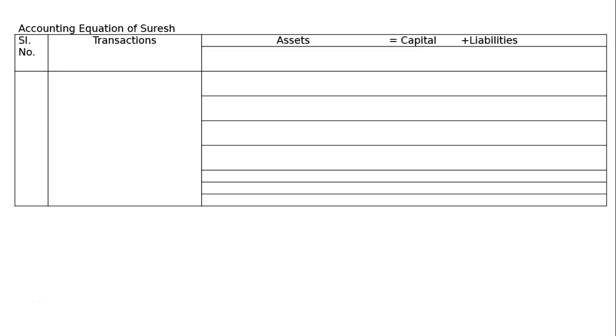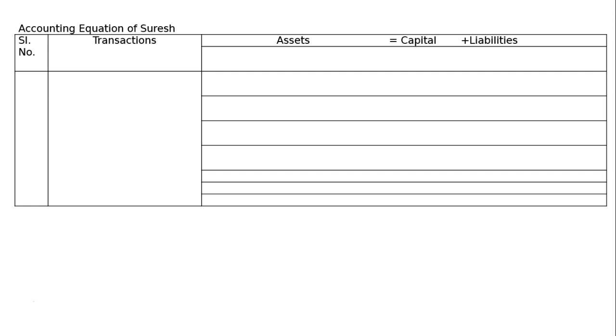The question is, prove that the accounting equation is satisfied in all the following transactions of Suresh. Also prepare a balance sheet. Draw the format of the accounting equation of Suresh: serial number, transactions, assets is equal to capital plus liabilities.